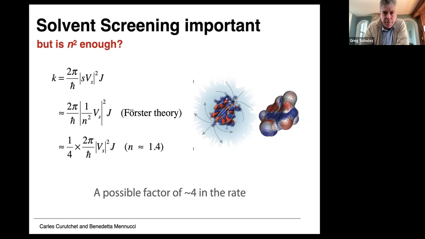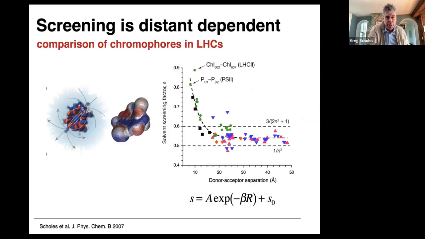What this is based on is accurate calculations from Benedetta Mennucci's group with a computational method that they developed a number of years ago now. And you can see by studying this that oftentimes the refractive index is a good approximation here, but when the dipole approximation doesn't work, it doesn't work, and the rate of energy transfer can be a factor of 4 different than what you would otherwise predict solely based on how you treat the dielectric medium, okay, the screening of the Coulomb interaction. Quite amazing.